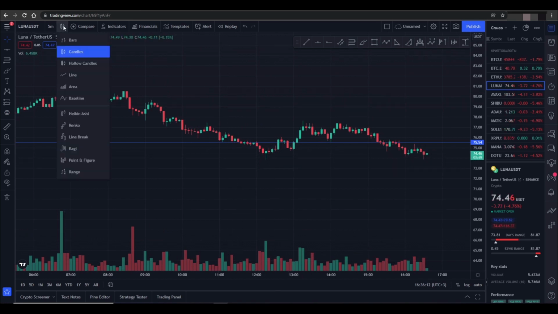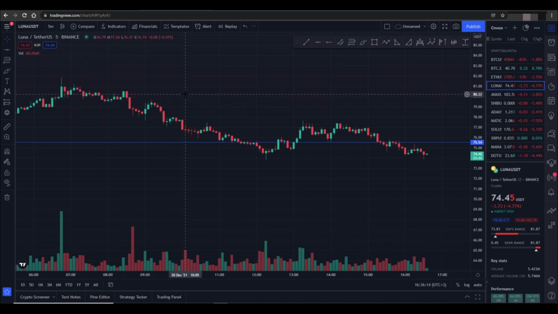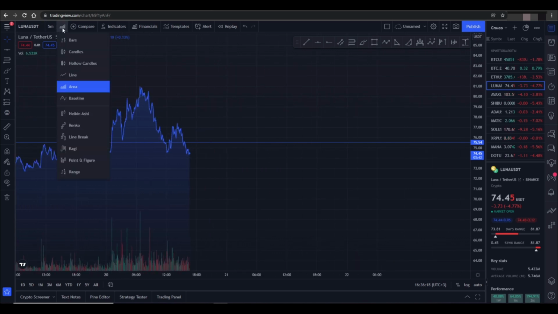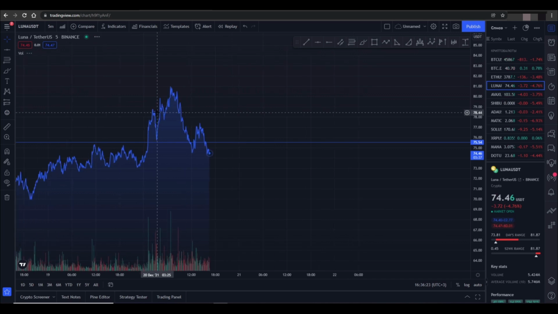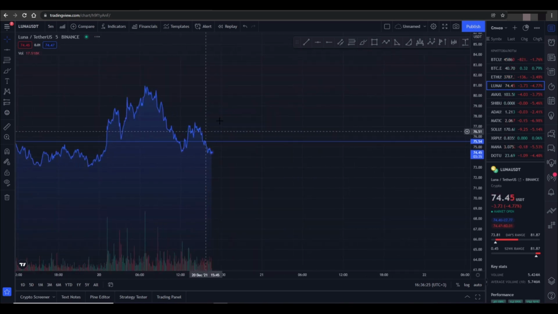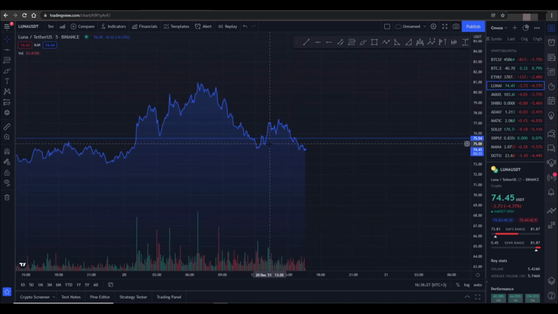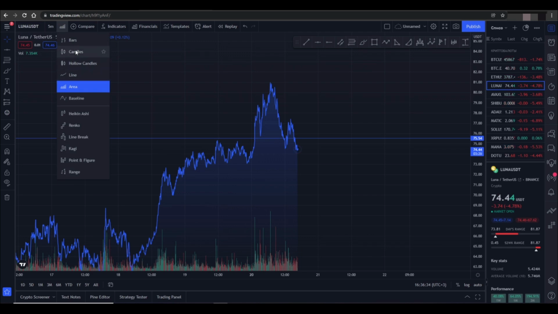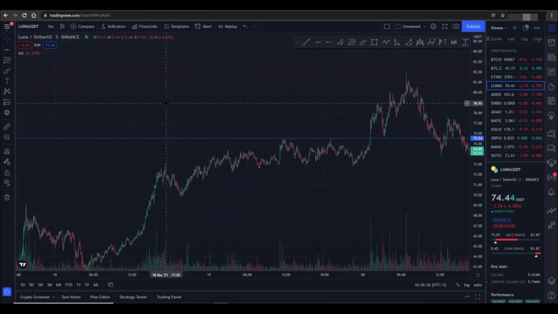So for example, if you say that you cannot analyze this graphic and you want to see the line graphic, you just click here and move to the area, right? So by clicking the area, you can see this type of chart. Mainly most of the traders use the candlestick chart, right? The candles, because this is more understandable, and most of the technical analysis fits this chart, right?